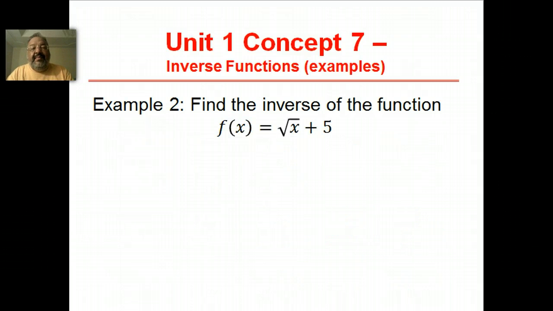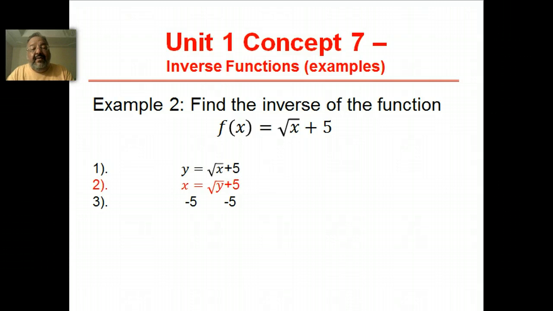Alright, example number 2. Here's a function. F of x is equal to square root of x plus 5. And this time, I'm going to work it out using the 4 steps. So step number 1, change f of x to y. Got it? Step 2, switch x's and y's. Step 3, now this is the step that's kind of a little bit more difficult, just because it has more steps. I'm going to solve for y.